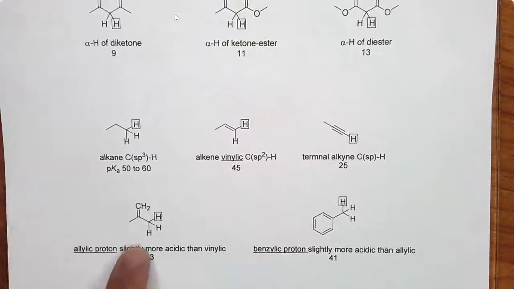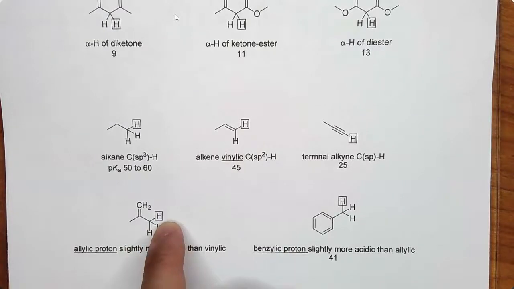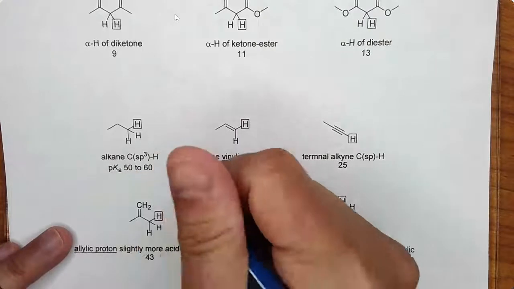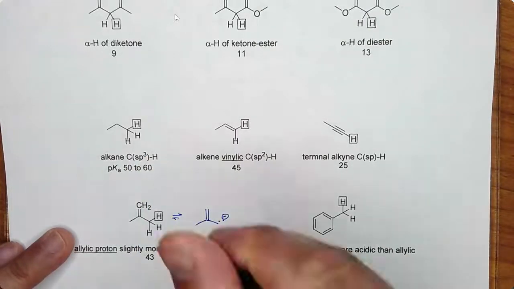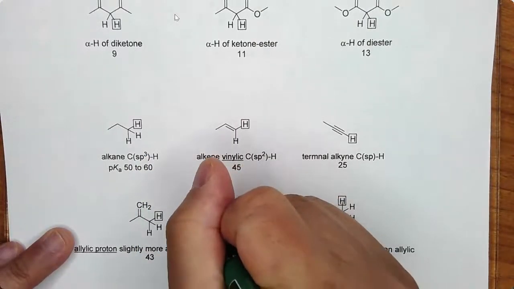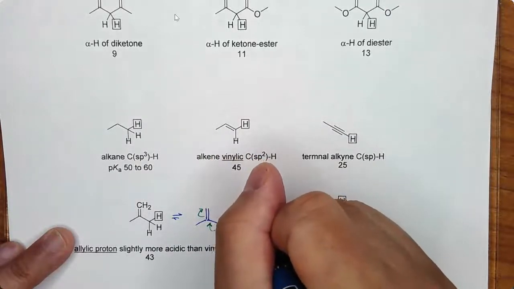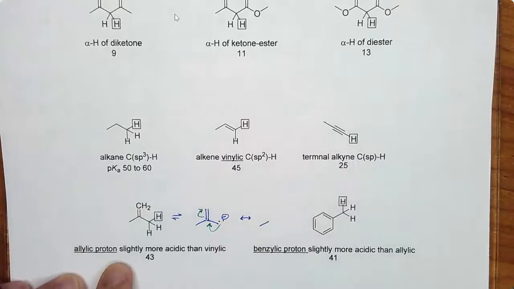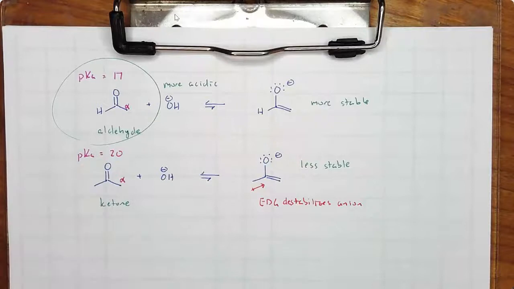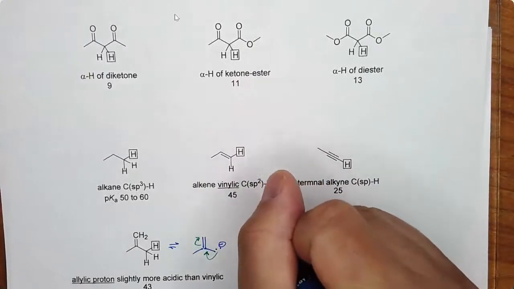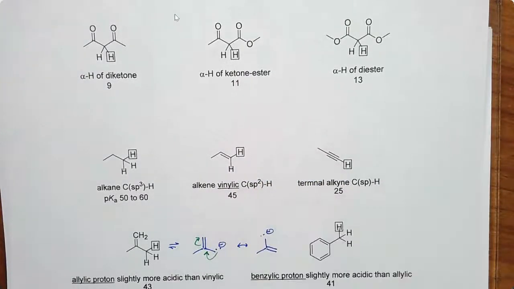Even for this hydrogen right here, we could have resonance. Let me show you that. And we can have resonance. But even with that resonance, it is still less acidic. See, it has a pKa of 43, less acidic than our carbonyl compounds. Let me just finish the resonance here. Negative charge there, double bond there.